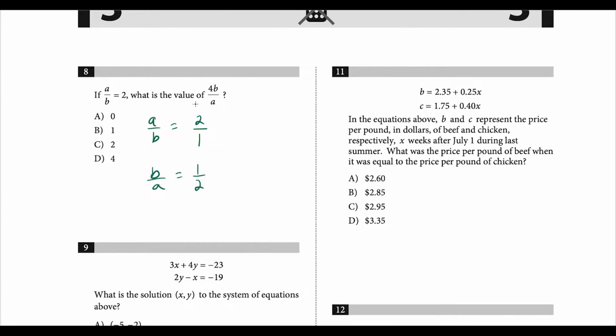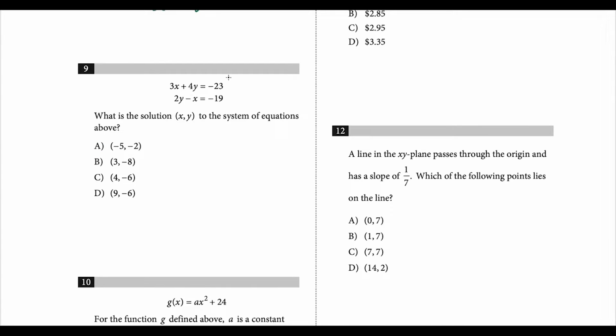Then if I want to build 4b over a, I'm going to multiply both sides by 4. When I multiply both sides by 4, that tells us 4b over a is going to equal 4 divided by 2, which is 2. So definitely choice C.